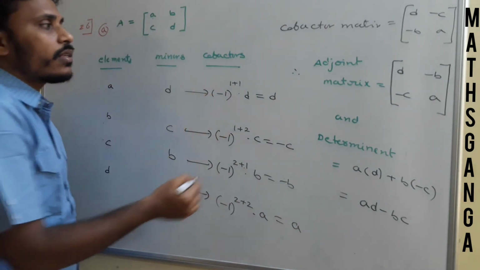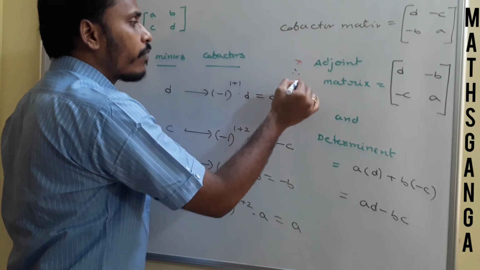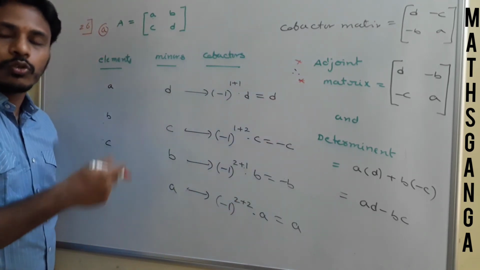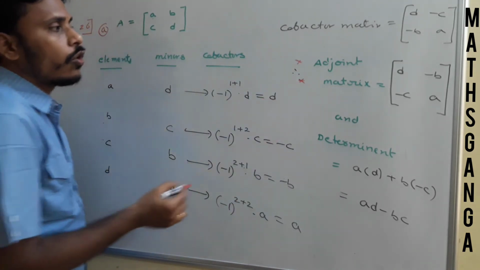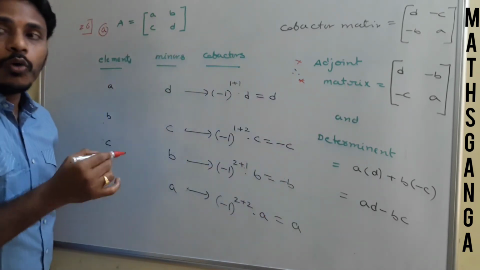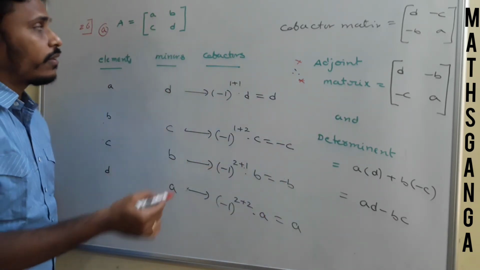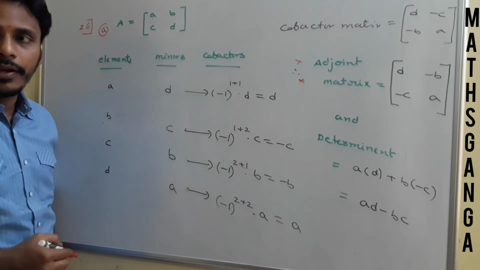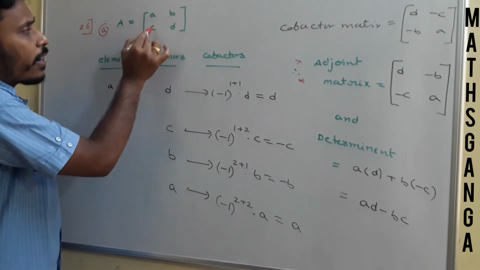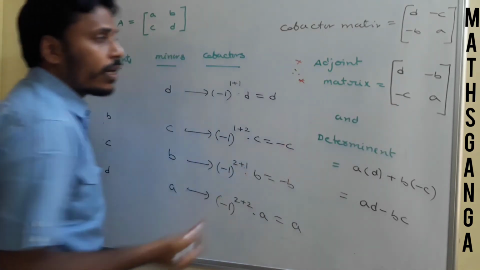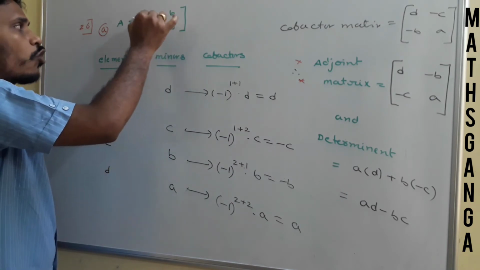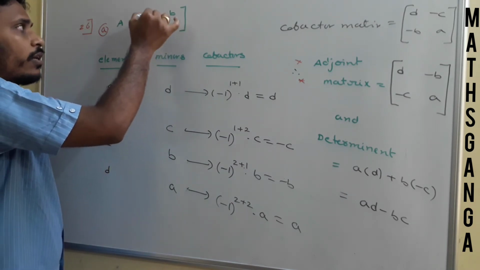Now this adjoint matrix is very helpful for us to solve problems or some types of situations. So try to analyze how the adjoint matrix compares with the given matrix A. Since the given matrix is A, B, C, D, if you look at the adjoint matrix, these two are interchanged: here A, here D.